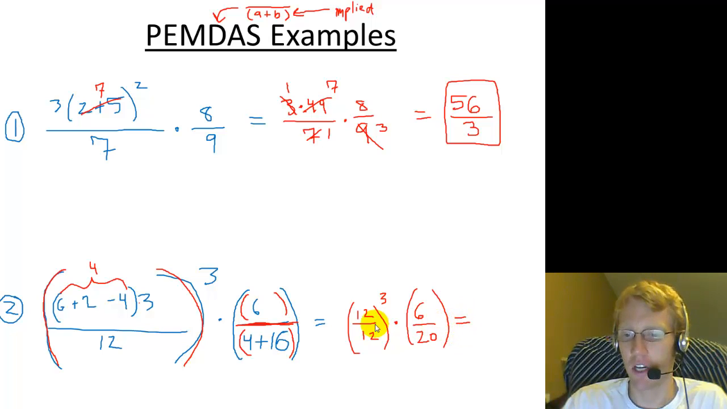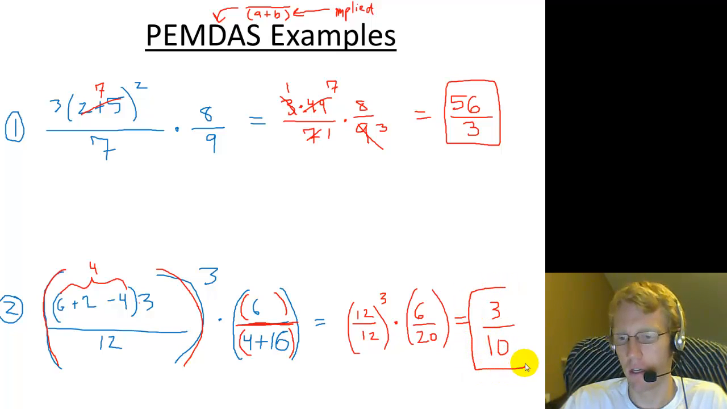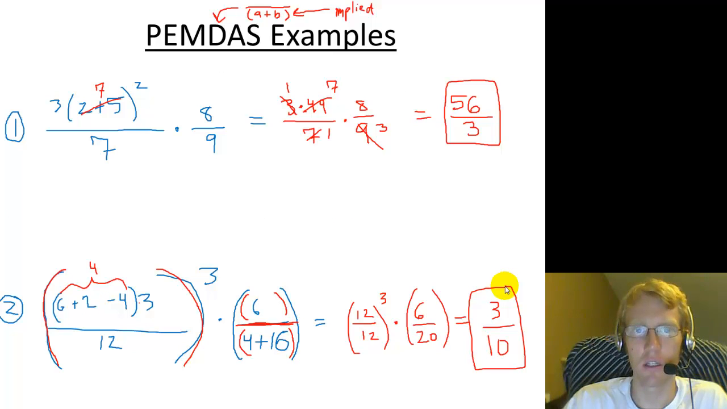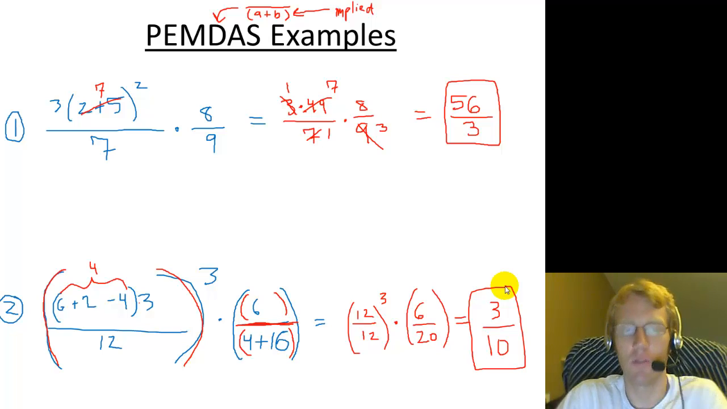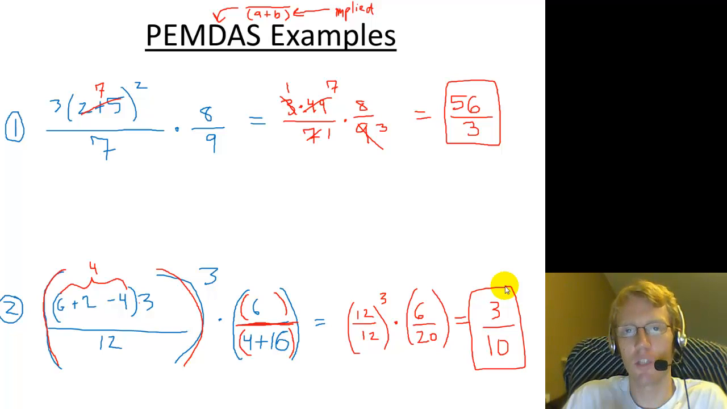Alright, so let's get our final answer. 12 over 12 is 1, and 1 to the third power is 1, so this whole piece here is gone, and 6 over 20 reduces to 3 over 10. Okay, so when you're doing PEMDAS, you want to make sure you follow the order of operations, but you also want to keep in the back of your mind some kind of tricks like this where there's these parentheses or implied order of operations that's not explicitly stated.